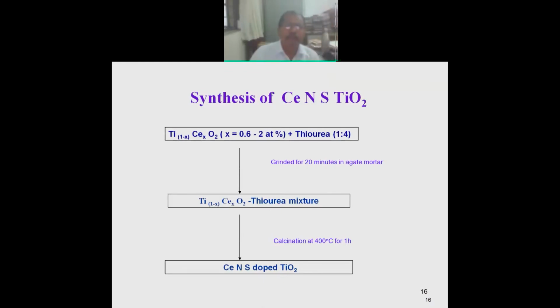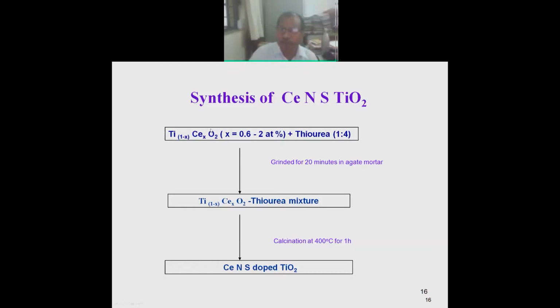Now, in order to get the cerium doped TiO2, cerium ammonium nitrate solution is added along with the Ti solution. This ceria is added in different atomic percentages, from 0.6 atomic percent to 2 atomic percent, for synthesis of different samples. And there is an addition of thiourea. TiO2 and thiourea are in a 1:4 proportion, and it is ground, mixed properly, and then calcinated at 400 degrees centigrade to get the cerium nitrogen sulfur doped TiO2.